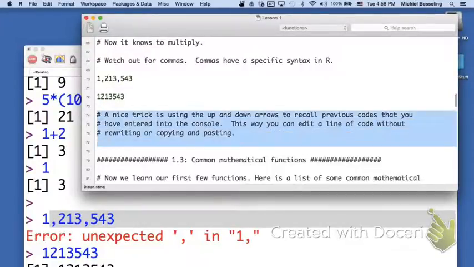The nice little trick here I was mentioning is using those up and down arrows to recall previous code that you have entered into the console. This way you could edit a line of code without having to rewrite or copy and paste anything.